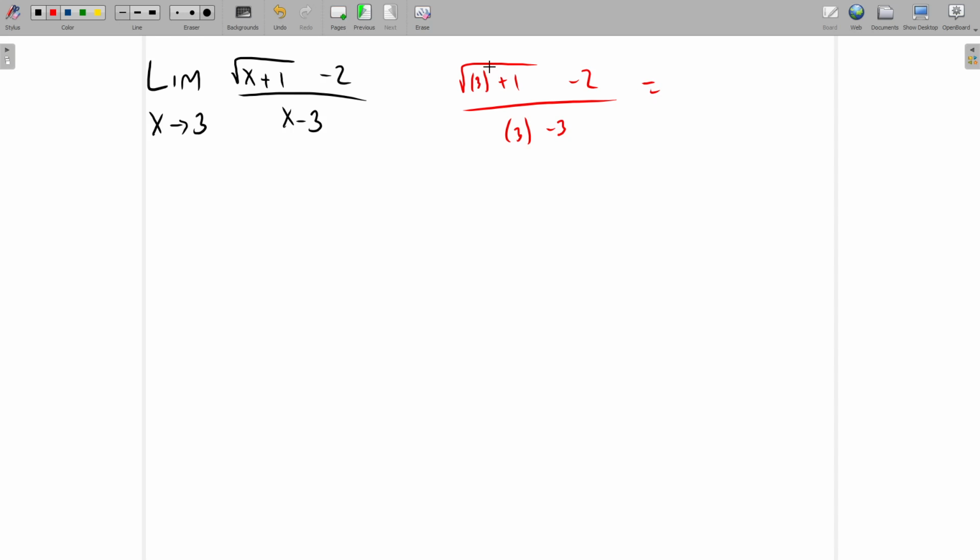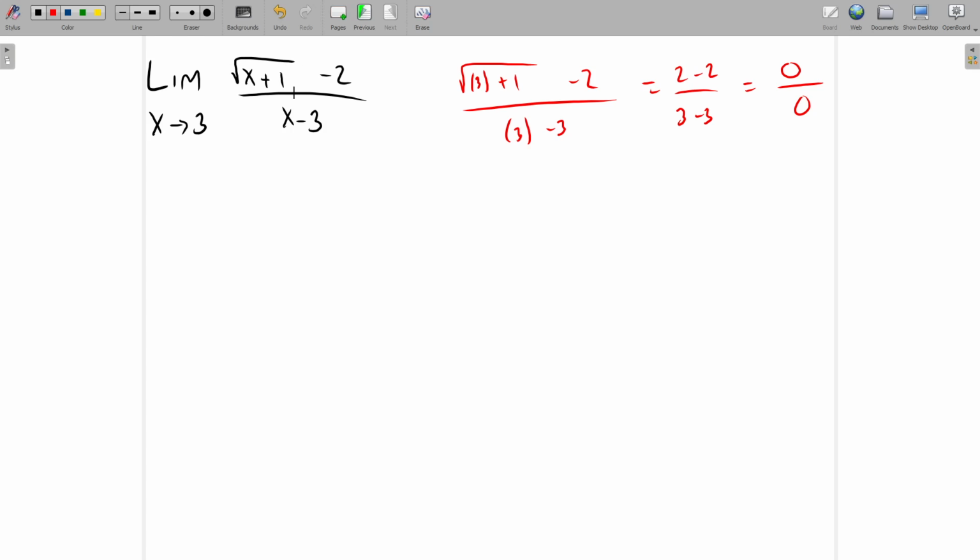And in the numerator, we have the square root of 4 minus 2, which is going to become 2 minus 2. And in the denominator, we have 3 minus 3. So we can already see what's happening. We have 0 over 0, this indeterminate form again. So we can do something. However, this is no longer a polynomial in the numerator and a polynomial in the denominator. We have this radical, we have a square root.